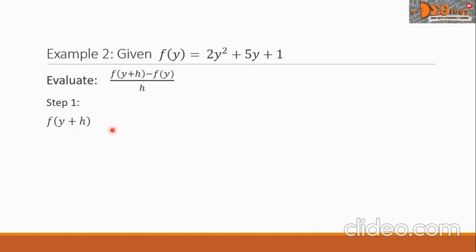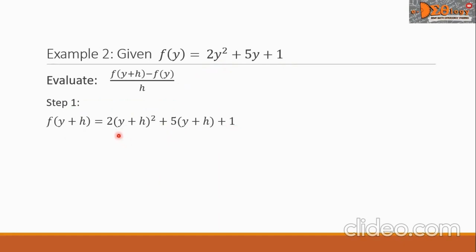It means to say, I'm going to copy the same function here, but every time there is y, I will change that value by y plus h. So you see here, we have 2 times the quantity y plus h, and it is squared, plus 5 times the quantity y plus h, plus 1.